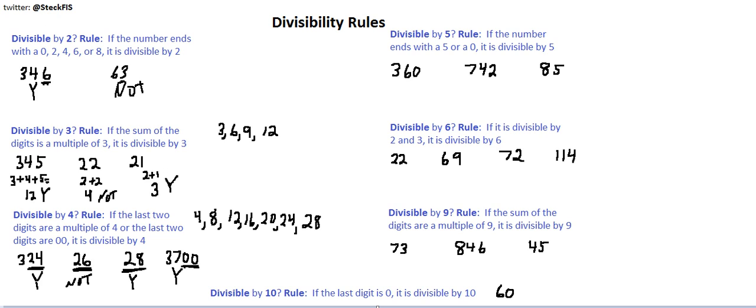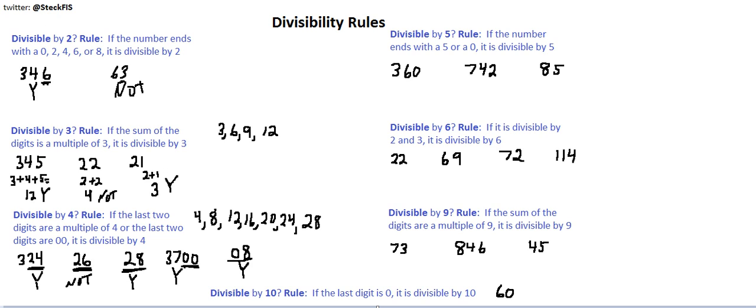And I'm just going to do one more here. I'm going to look at the last 2 digits. The only digit I've written down is 8, but it's nothing and 8. Or I could even put a 0 there, but you don't need to. Does 8 come up on the list? Yes. So 8 is divisible by 4.